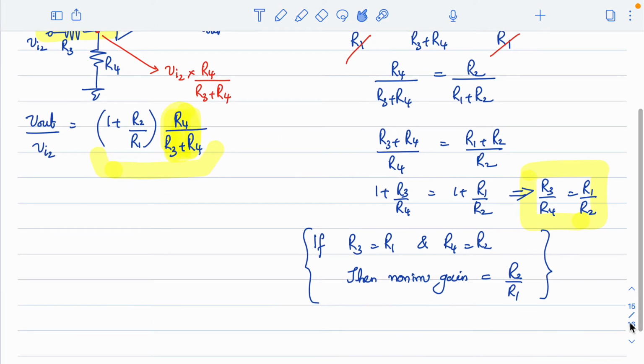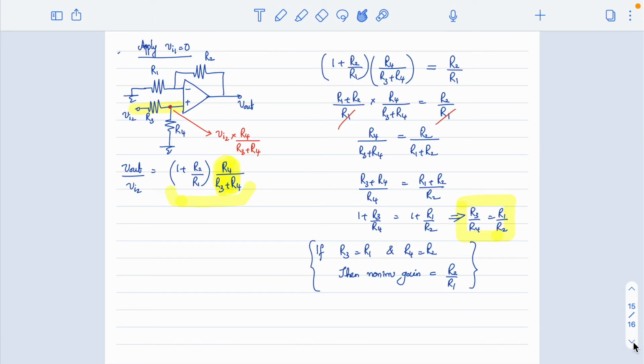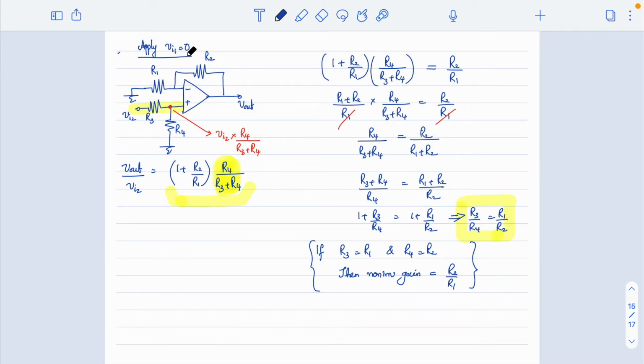And what are those values? If R3 is equal to R1 and R4 is equal to R2, the non-inverting gain will be equal to R2 by R1. Alright, I hope this is clear. So what we will do now is, look at this. So now we made Vi1 equal to 0, and then we have evaluated and we got the gain expression. What is the gain expression? R2 by R1 into this difference.